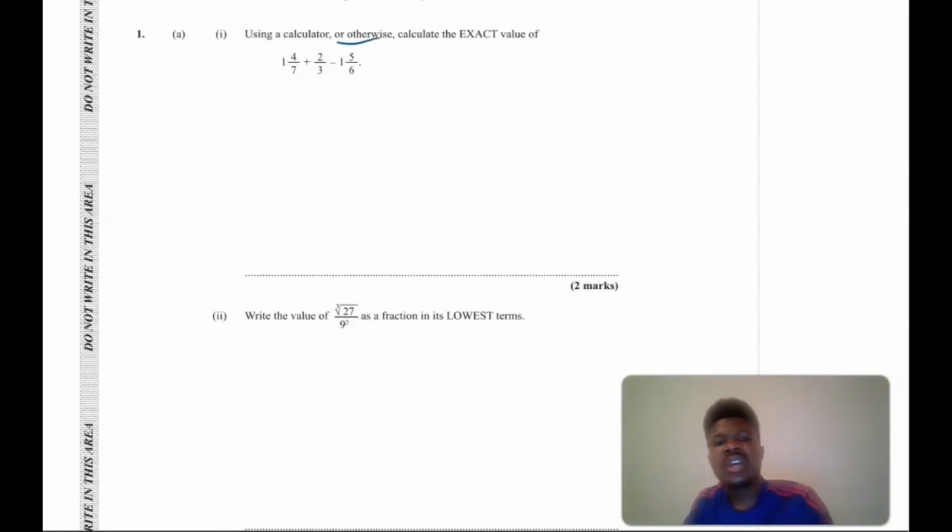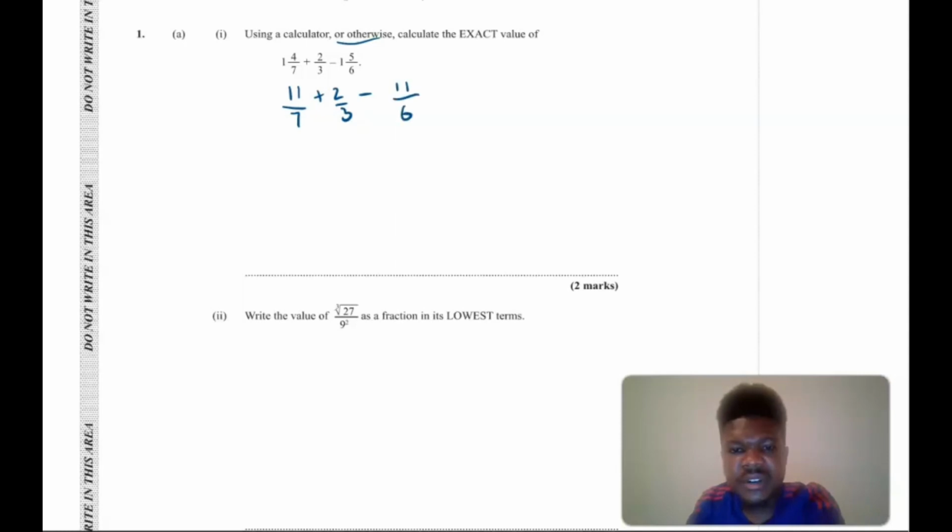So I'm going to show you this part. First, let's convert this mixed fraction into an improper fraction. 1 times 7 is 7, plus 4 is 11 over 7, plus 2 over 3, minus 1 times 6 is 6, plus 5 is 11 over 6 here. Now, the best thing here is to get everyone to have the same denominator, the lowest common multiple. That's what we need: the lowest common multiple for 7, 3, and 6.